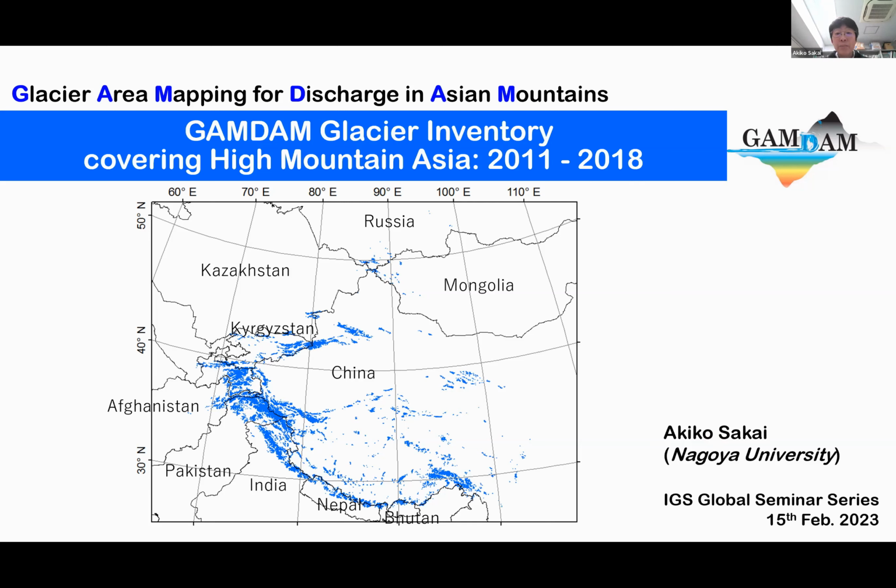This time I will talk about our GAMDAM glacier inventory. GAMDAM means Glacier Area Mapping for Discharge in the High Asian Mountains. This map shows the High Mountain Asia region, and this is China, Nepal and Mongolia. The blue dots indicate the glacier maps which we generated.